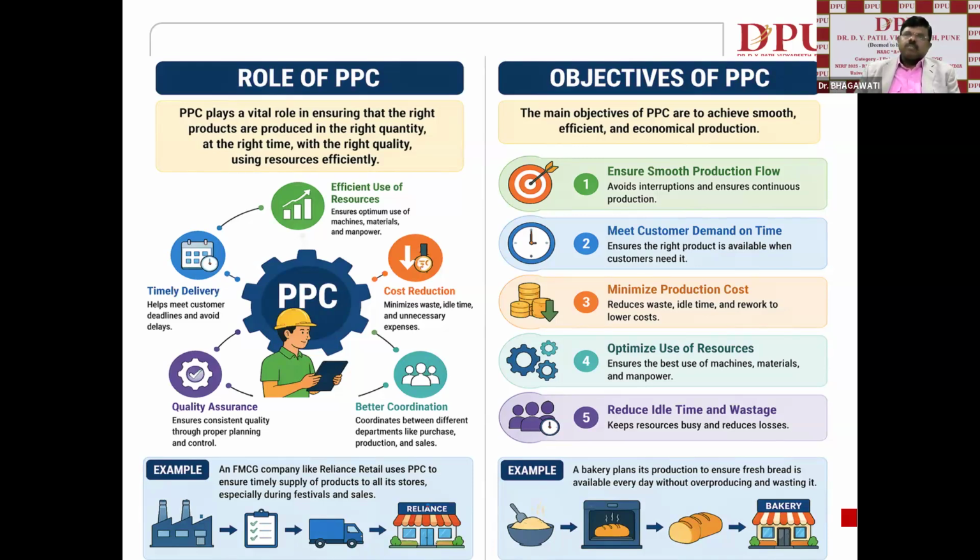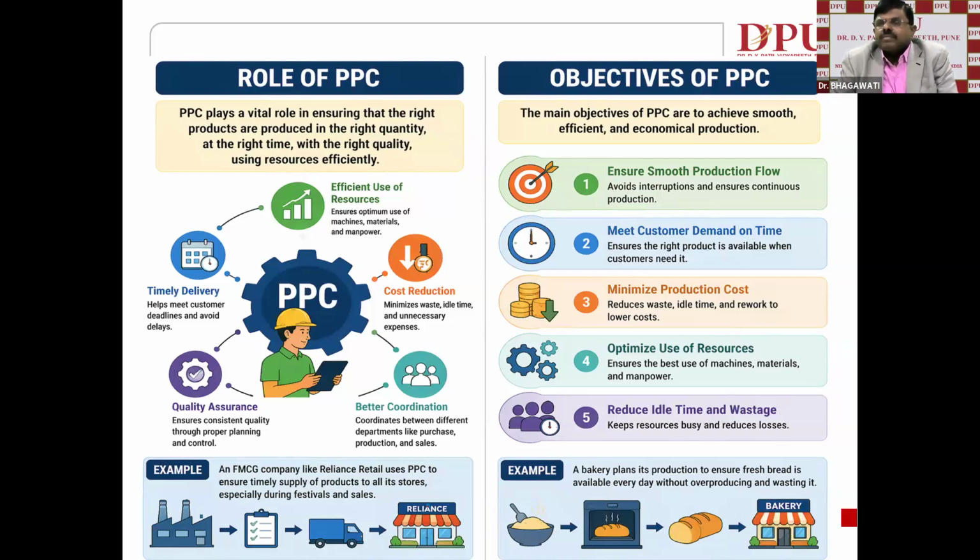Okay, fine. Then what are the objectives? Ensure a smooth production flow. We should avoid bottlenecks and interruptions, with continuous production activity. Meet customer demand on time. Ensure the right product is available when the customer needs it. Minimize production cost and maximize profit; that you have to keep in mind. Reduce wastages, idle time, and rework to lower cost.